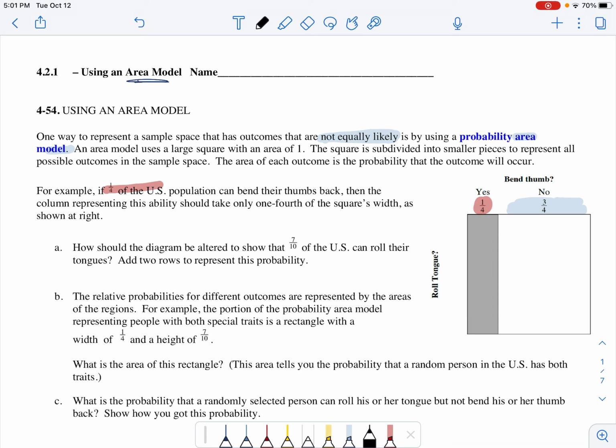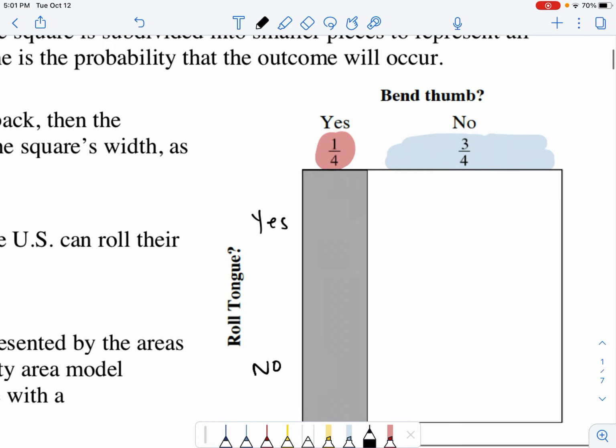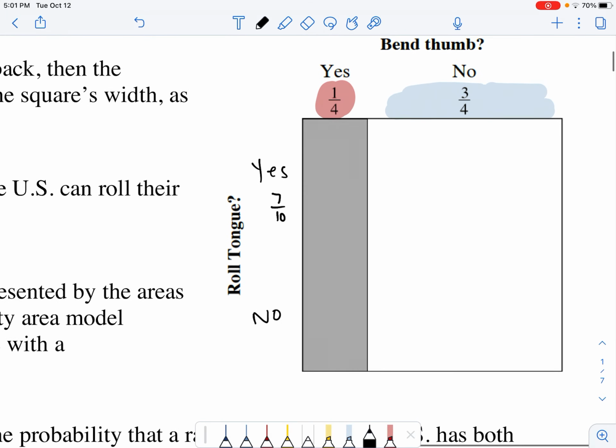How should the diagram be altered to show that 7/10 of the US can roll their tongues? And if I look here, this is labeled, so I need to, again, put maybe a yes and a no. So as we make our area models, requirements are my sides have to be labeled, both with what they are and with their probabilities. And it looks like 7/10 are a yes. So I'm going to do 7/10 here, which means then that 3/10 would be no. So I'm going to split that at roughly 70 and 30%.